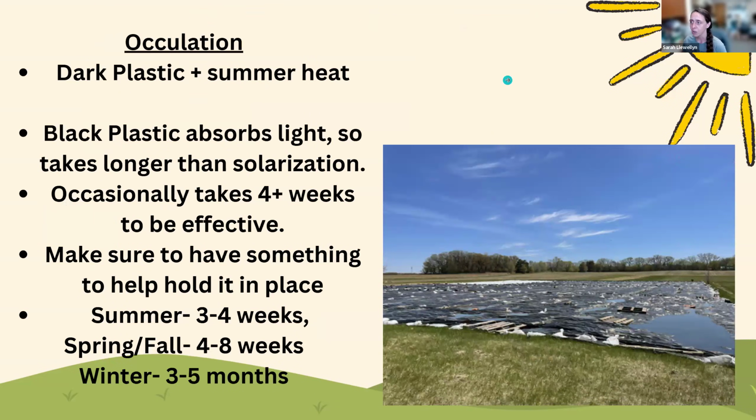Another way to do it is called oculation. It's kind of the same thing as the cardboard, because your whole goal is that you're smothering. So using a dark plastic like a tarp, in the summer heat, so it's absorbing the sun. The black plastic absorbs it. It takes longer than solarization, which is on the next one. It can take 4 weeks on really sunny days.